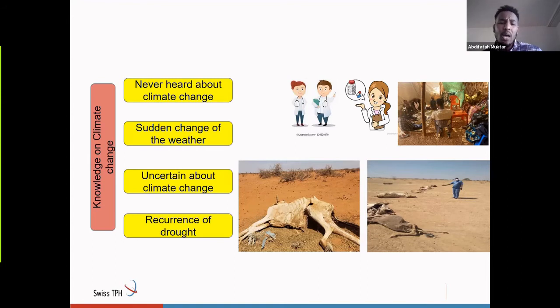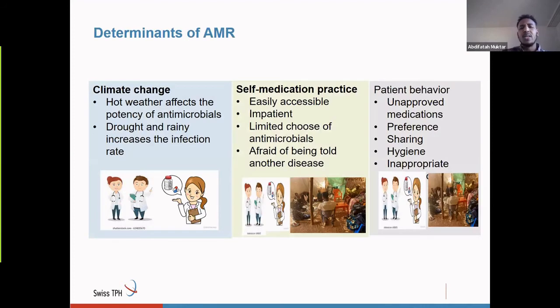So what we observed is that most of the people who stay in the city, like in Gode as well as in Jigjiga, all the health professionals who stayed there were unaware of it. But those who are suffering the impact of climate change were more aware of it. So we found the rural community more knowledgeable than the others. Then finally, we tried to see what the major determinants of antimicrobial resistance are. And this one we wanted to see about the attitude and the practice.